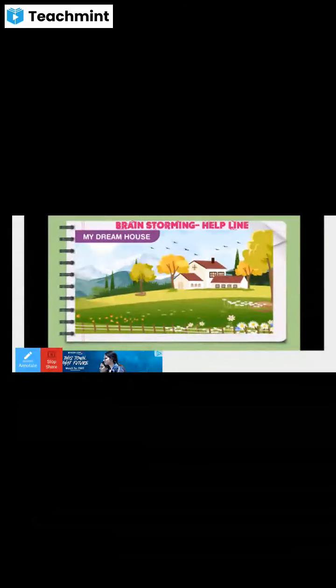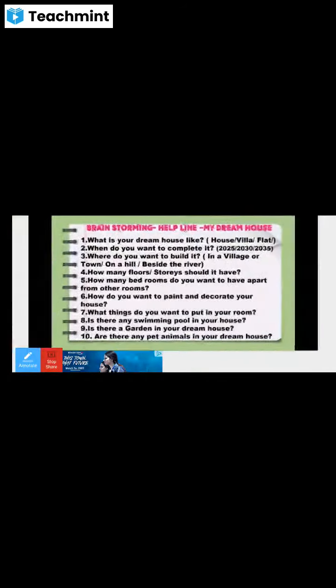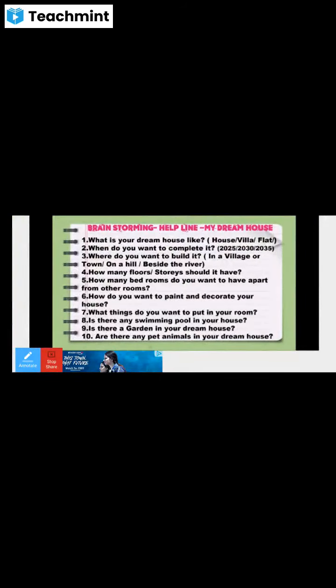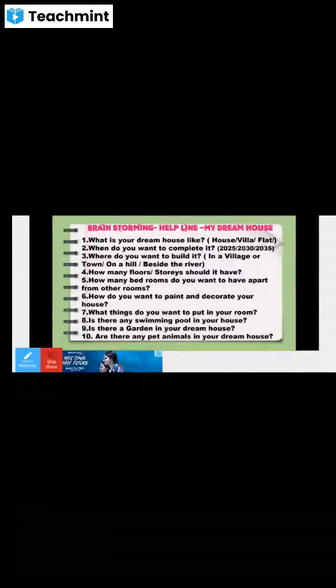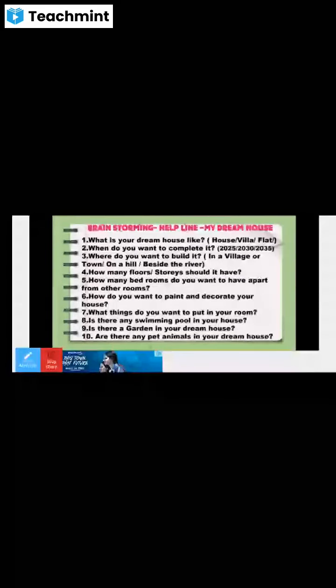So keeping all these points in our view, talk about your dream house and then write about it. I hope you will do this, using these qualities. I would like to help with these dream houses.